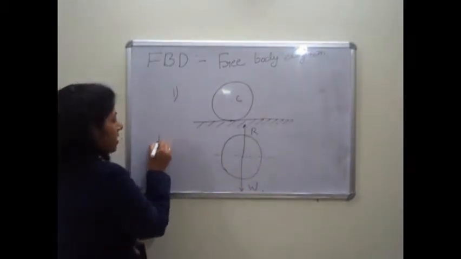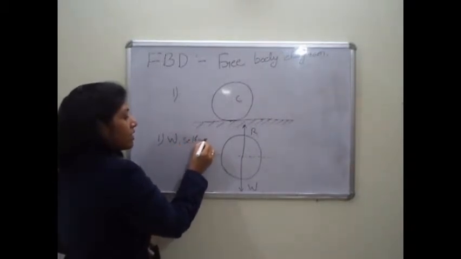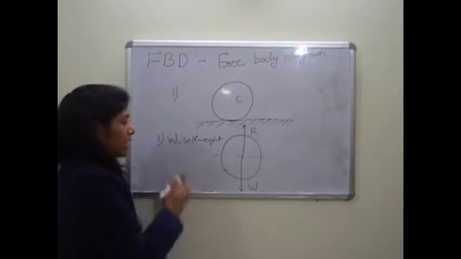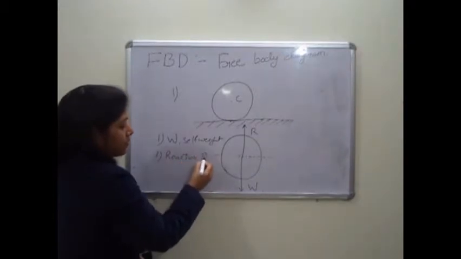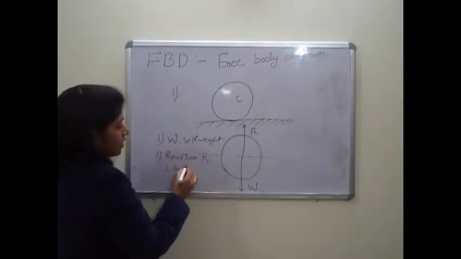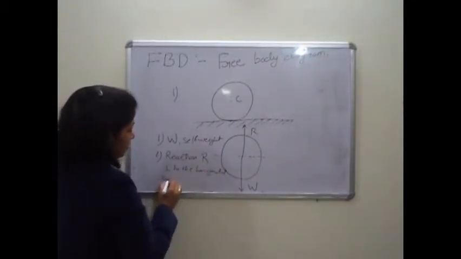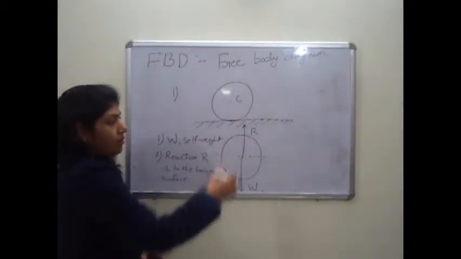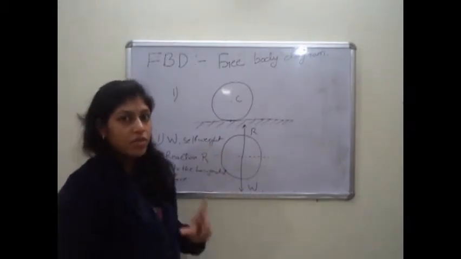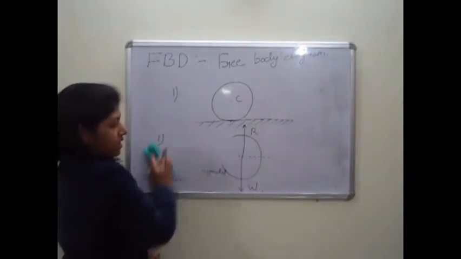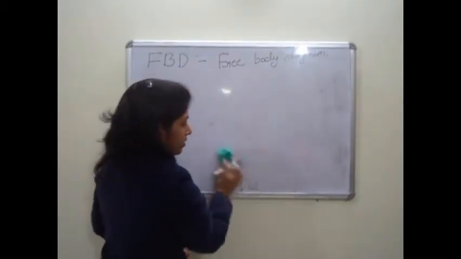So in this example we are considering two forces: W, the self weight of that body, and second, the reaction R, perpendicular to the horizontal surface but in the opposite direction of the weight W. This was a basic and very easy example of the free body diagram. Again, I am taking a second example.